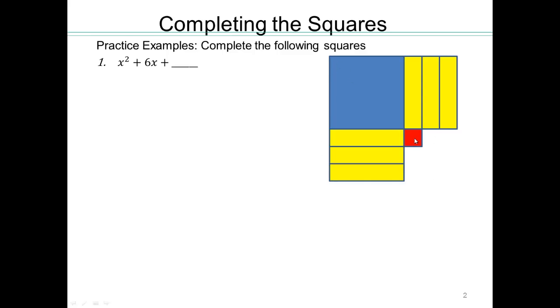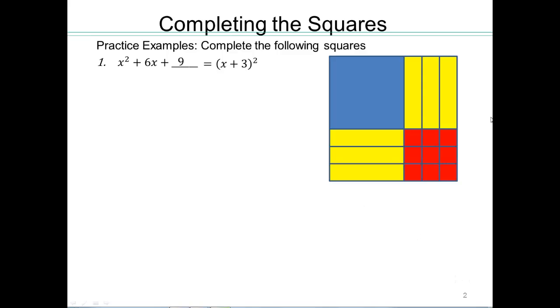So how many do I need? I need 1, 2, 3, 4, 5, 6, 7, 8, 9. Looks like I need 9 here to make a perfect square of x plus 3 by x plus 3. Can you see? So how do we get that? Well, we took the 6x, we put half of them here and half of them here. So half of 6 is 3, right? 1, 2, 3. And 3 squared is 9.